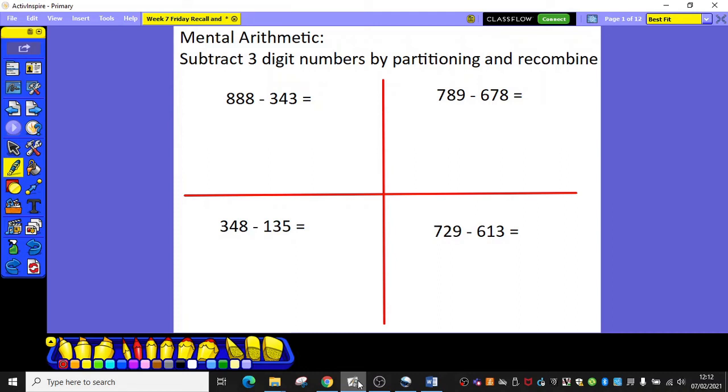Good morning, Year 4. Welcome to the last lesson of the week. I would like you to try the mental arithmetic challenge that's in front of you. Please stop the video to do so.